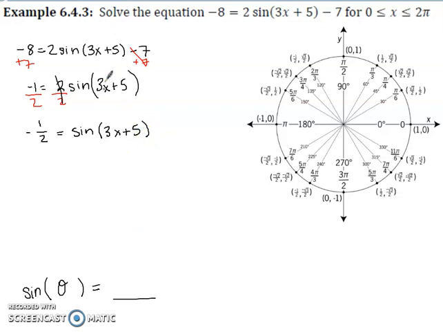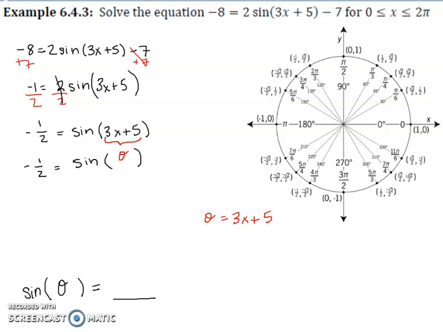So now from here, I need to find where on my unit circle sine is equal to -1/2. So I'm going to go ahead and let this 3x plus 5 be theta, just for now. So -1/2 is equal to sine of theta, and I just let theta be equal to my 3x plus 5. So now I can figure out what that angle needs to be. Then once I find that theta, I can go back and figure out what x value I need to have in order to get that theta.